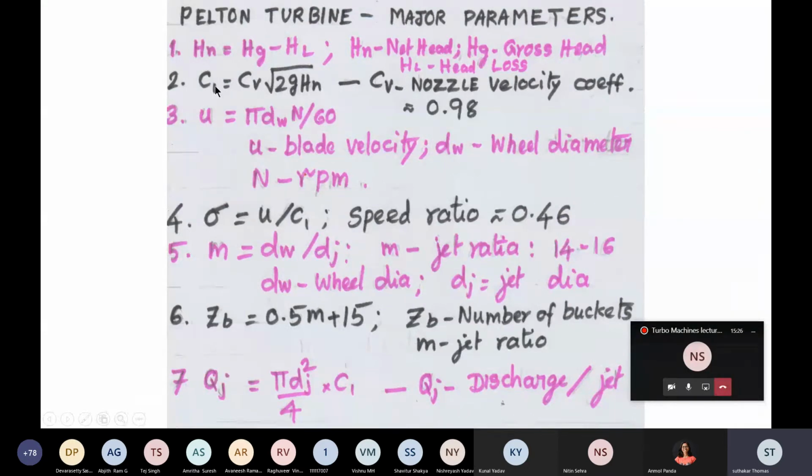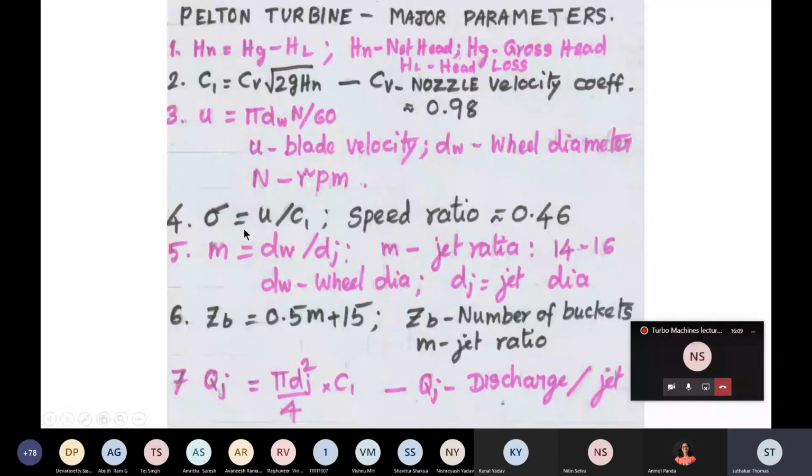Then you have the equation for the velocity of the jet from the nozzle. We use a coefficient CV of about 0.98, so that C1 is equal to CV into root 2 g H net. Then the kinematic expression: U is equal to pi d of wheel. You will have two diameters: the diameter of the wheel and the diameter of the jet or nozzle. We differentiate by suffix, W for wheel. So U is equal to pi d_w n by 60. So you can calculate the blade velocity U.